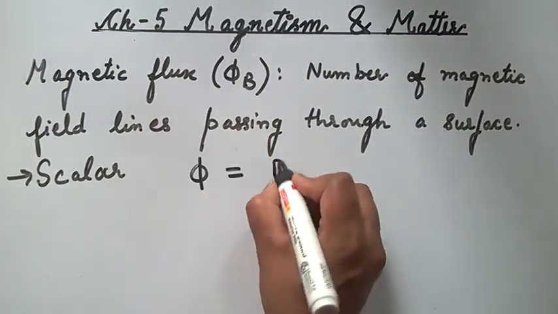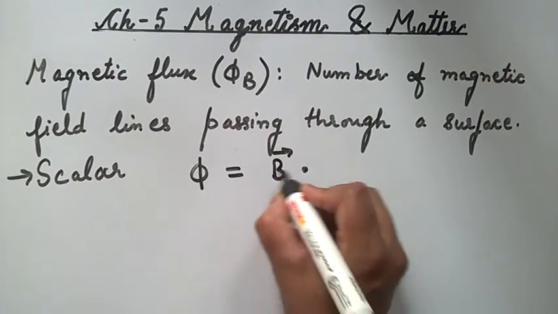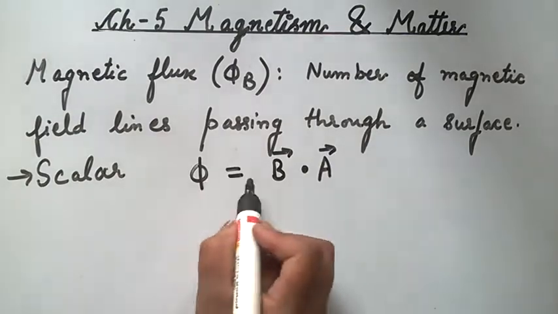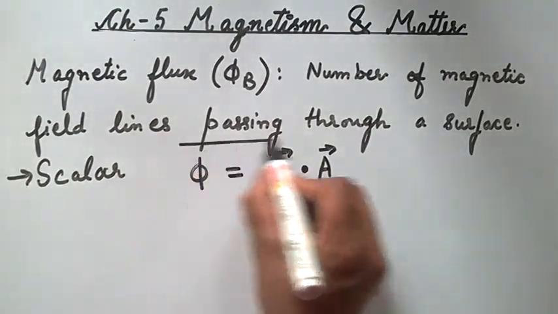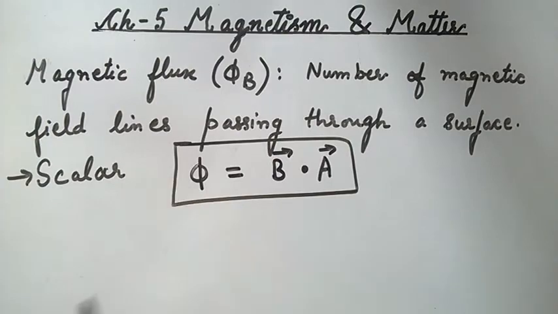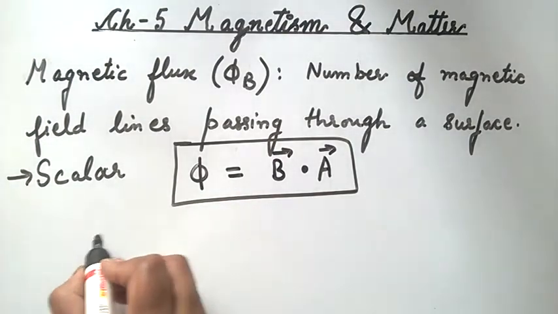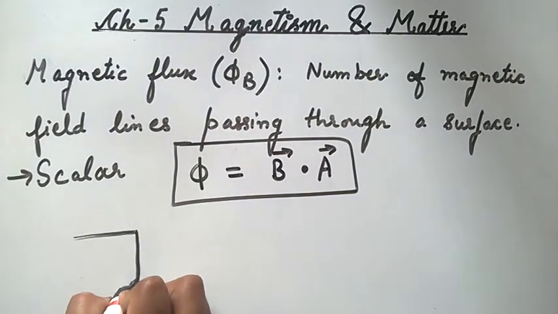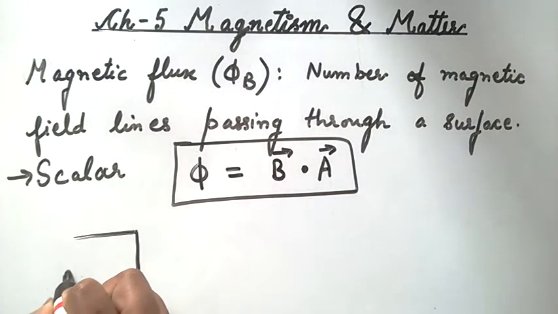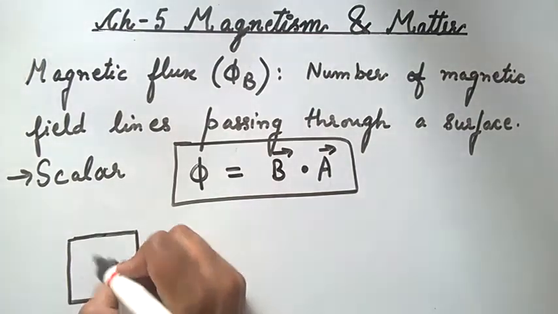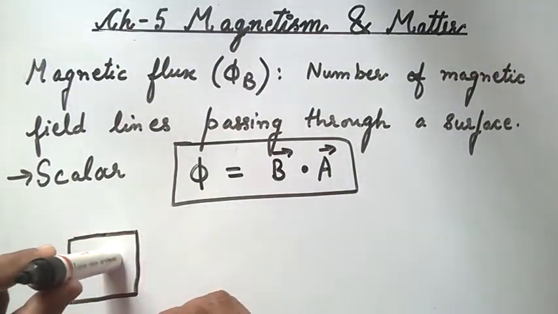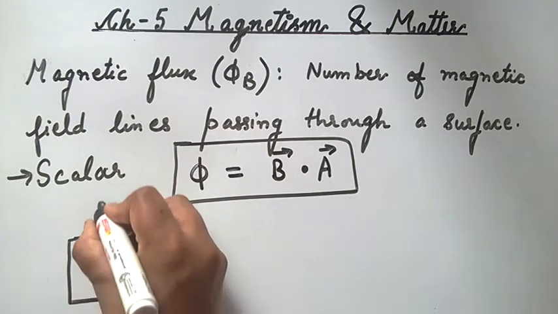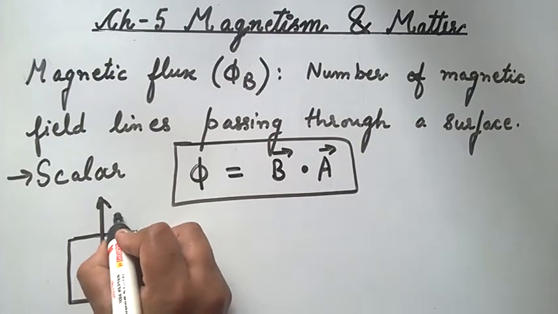Flux is equal to B vector dot A vector. Therefore, it is a scalar quantity. Now, we have studied about the area vector, that the direction of the area vector is normal to the surface given, that is in this way, upward or downward. Let it be denoted by n cap.